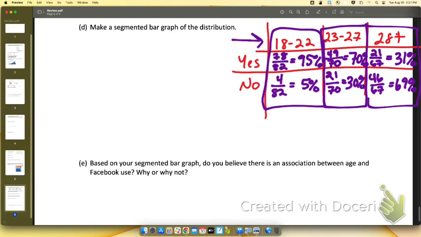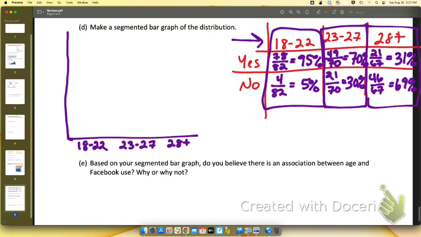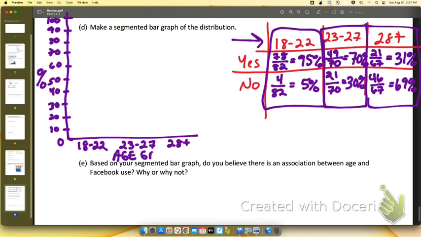So age, which I'm using as the condition, is going to go on the x-axis. So 18 to 22, 23 to 27, and then 28 plus. And every segmented bar chart has a y-axis from 0 to 100%. So these are my percentages, and these are my age groups. Now, I'm going to make the bars based on age and category here.